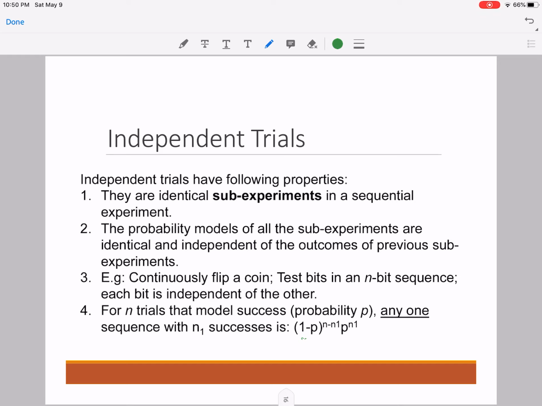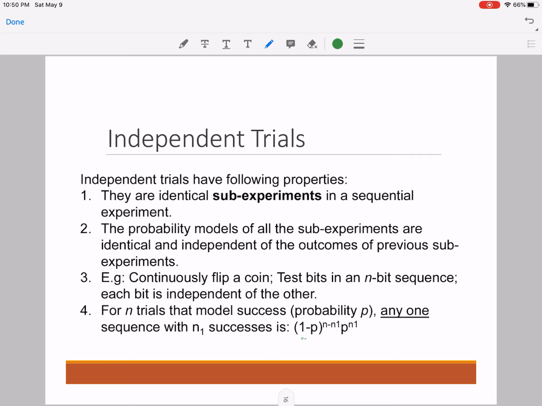Independent trials are a series of sub-experiments that are performed one after the other. In addition, each of these sub-experiments is completely independent of any other sub-experiment. Meaning that the outcome of any one given sub-experiment is in no way affected by the outcomes of the other sub-experiments. For example, if I were to take a coin and flip it continuously, then that qualifies as independent trials. The reason being, any one given flip is not at all dependent on any other flips.